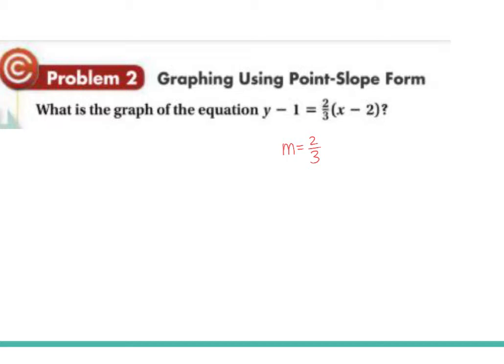And m is being multiplied by x minus x1, right? What's my x1? It's 2, okay? What's my y1? 1. So my point is (2, 1), and my slope is going to be 2 over 3, because y minus 1, x minus 2, and we're multiplying it by m, 2 over 3.